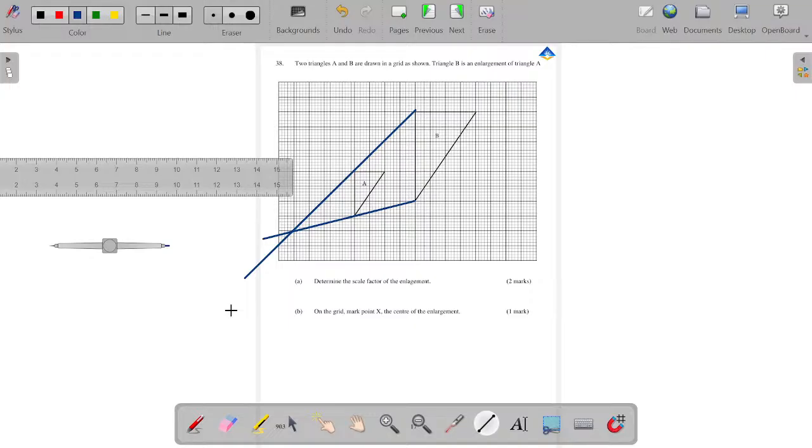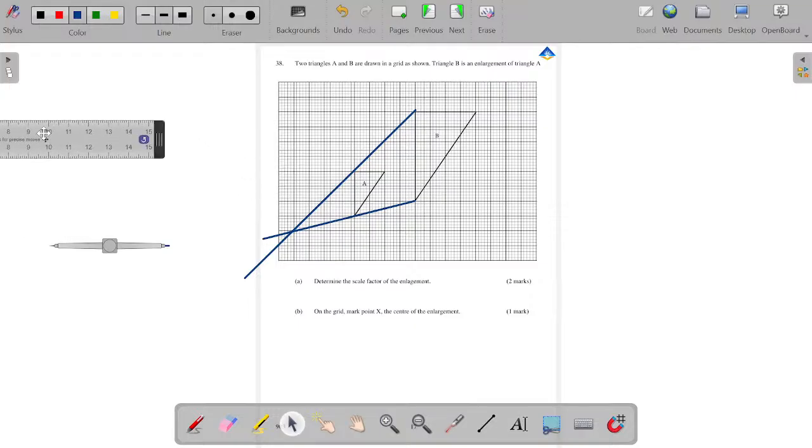So to determine the scale factor, we've now seen that the point where the lines have met is the center of enlargement. What happens here, learners, is that, let me remove this ruler. Let me move it quite far. Yes, so this point where the 2 lines have intersected is the center of enlargement.